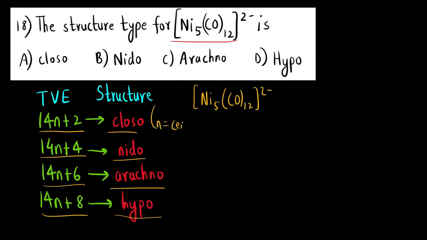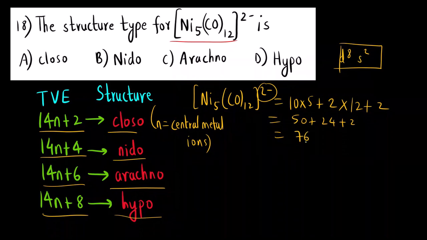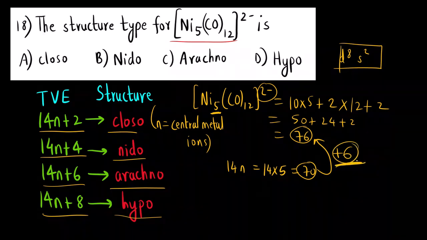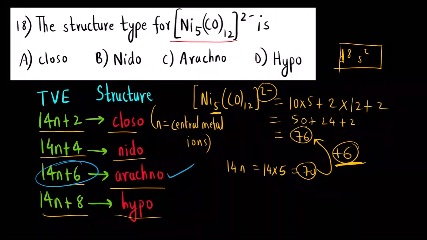What is n in this? n is the number of central metal atoms or metal ions that are present. Nickel, electronic configuration is d8s2. The total electrons are 10. 10 into 5 plus each carbonyl gives 2 electrons, 2 into 12, plus 2 minus charge. 50 plus 24 is 74, plus 2 is 76. Now first you do 14n, which is 14 into 5, since there are 5 metal ions. So n is 5, and 14 into 5 is 70. If you compare, 70 plus 6 gives 76. So this belongs to 14n plus 6. So it is going to be arachno. The correct answer is arachno.